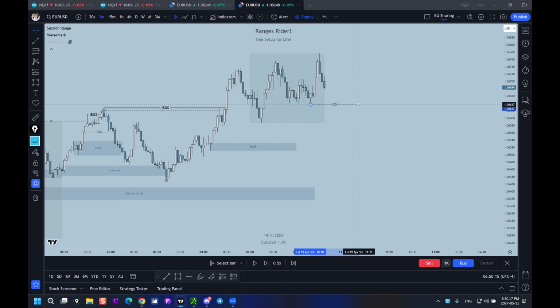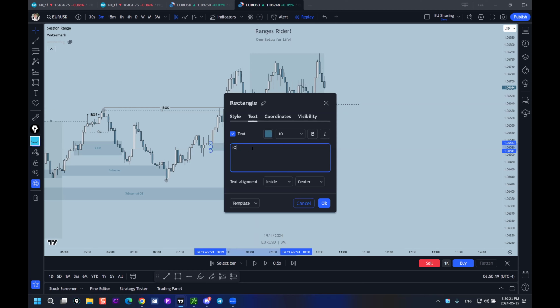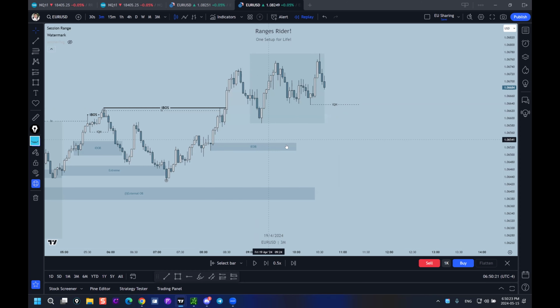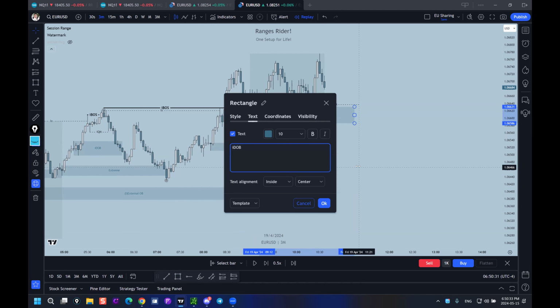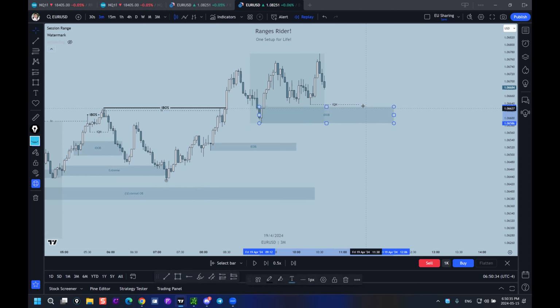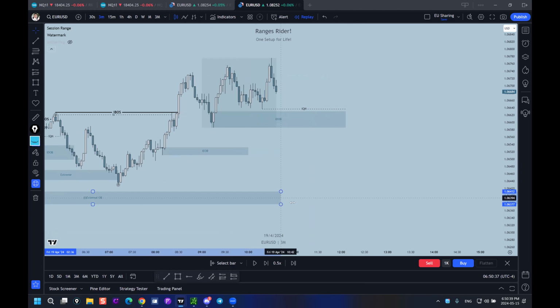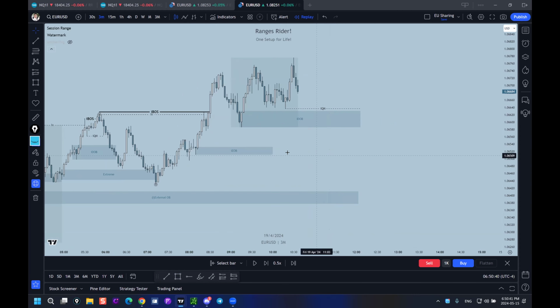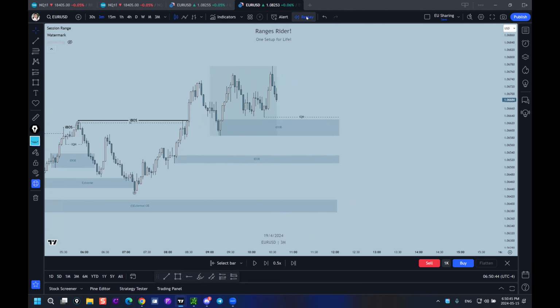Now your DOB has changed. And this DOB turned into EOB because nothing is unmitigated except this one. But you got this one as an IDOB. Yes or no? Yes. Now your scenario changed. Okay. Now we have these things.